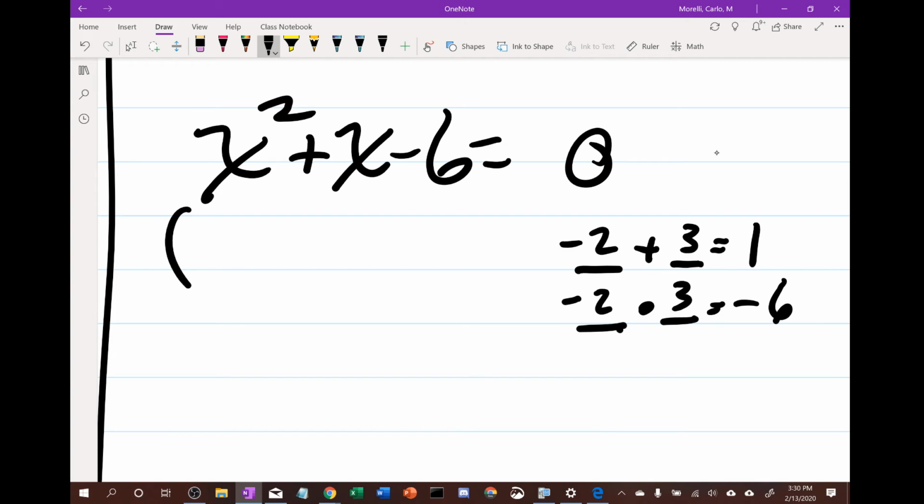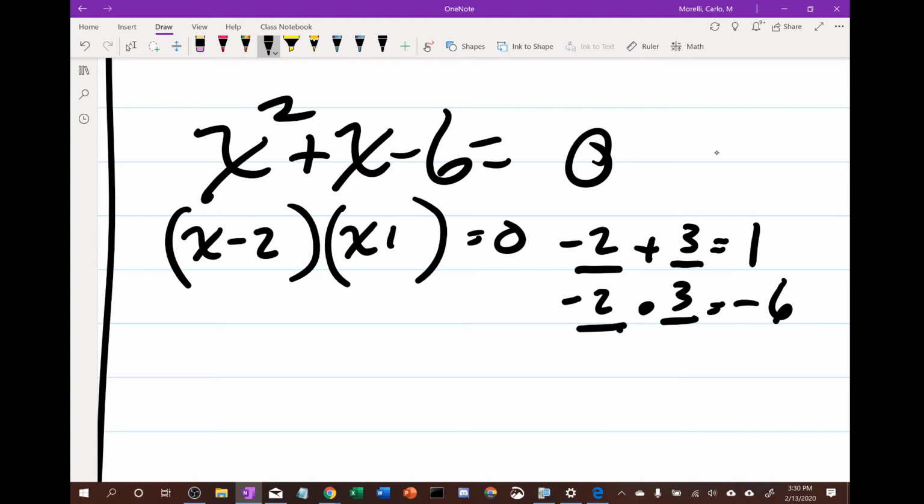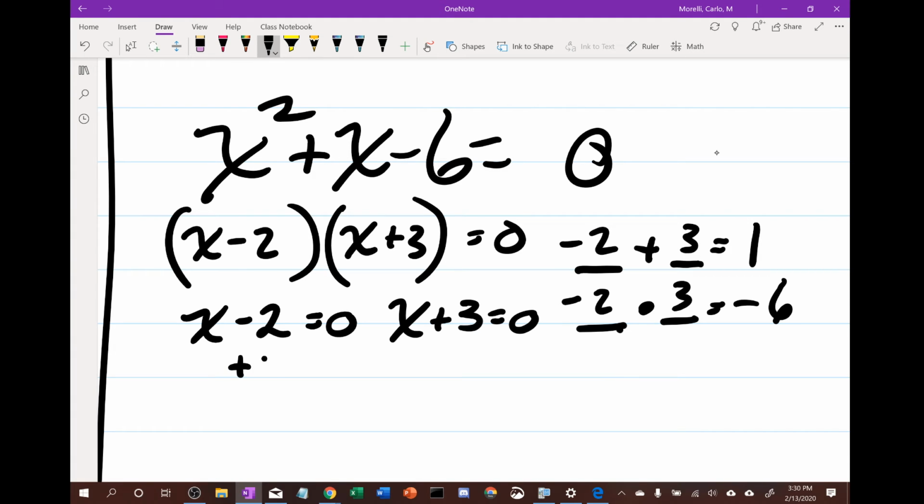So now we do this. x minus 2, x plus 3. Set the factors equal to 0. And then solve for x two times.